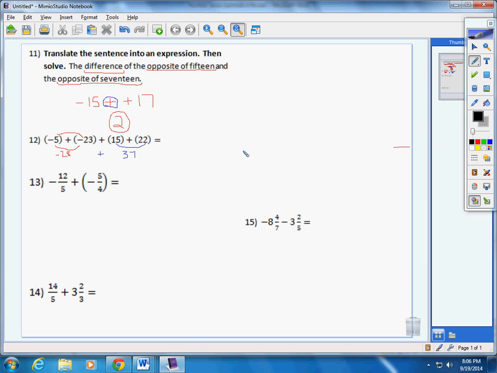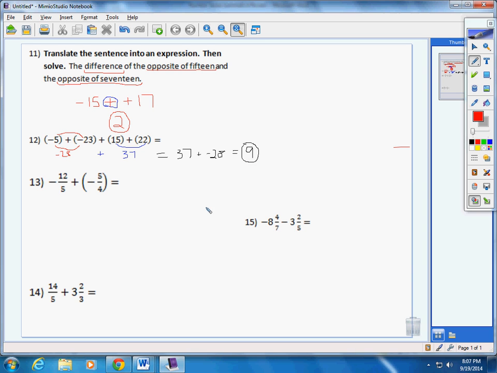So here's what we have left. We've got negative 28 plus 37. Once again, we have more positives, so our answer better end up positive. If you realize that your answer is going to be positive because you have more positives, the trick here is you can turn it around: a positive 37 plus a negative 28, or you can simply do 37 minus 28, and you'll end up with a positive 9. So there's your answer to number 12.